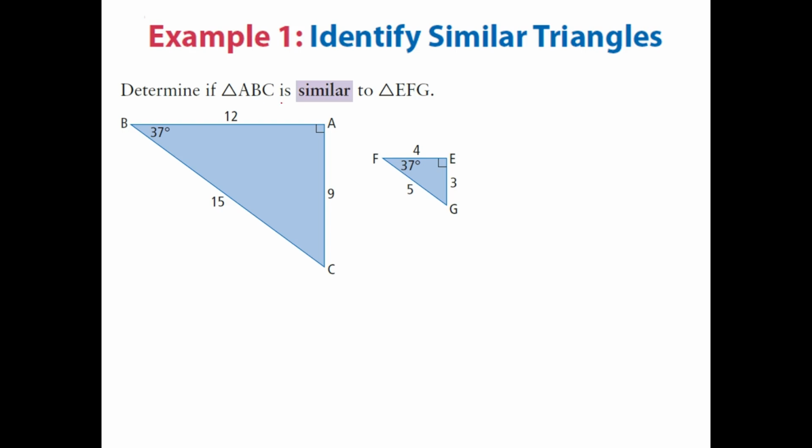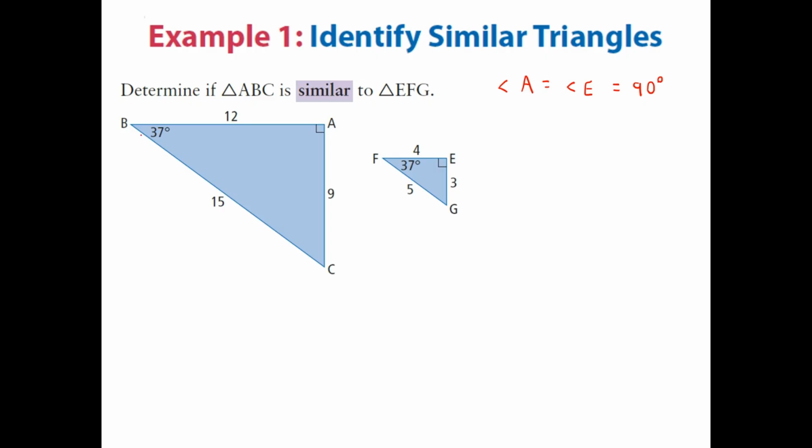Here it says determine if triangle ABC is similar to triangle EFG. The first way we can check is via the angles. Looking at their position with geometry, it looks like angle A should be corresponding to angle E. Are they equal? Well, both are 90 degrees. So I can say that angle A is going to be equal to angle E, and both are 90 degrees, okay?